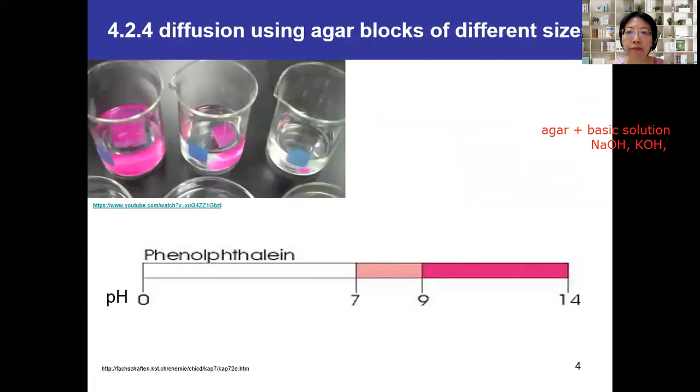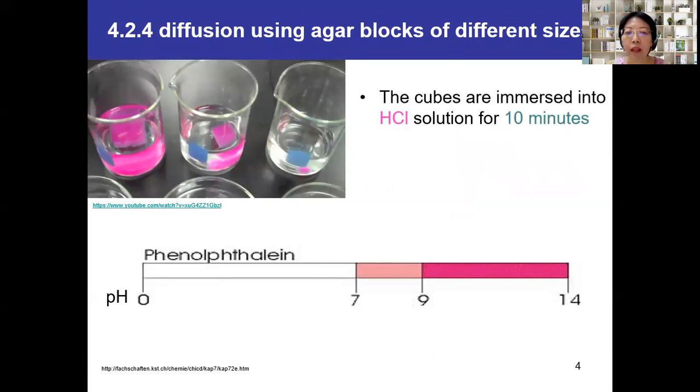So after that, the cubes are immersed into HCl solution for 10 minutes. So you can see 3 beakers here, right? And then I put the cubes into 3 separate beakers, which is made up of HCl, and I leave it there for 10 minutes. Now, during these 10 minutes, my HCl is going to diffuse into the agar because you know that diffusion will happen from region of higher to lower concentration, right?